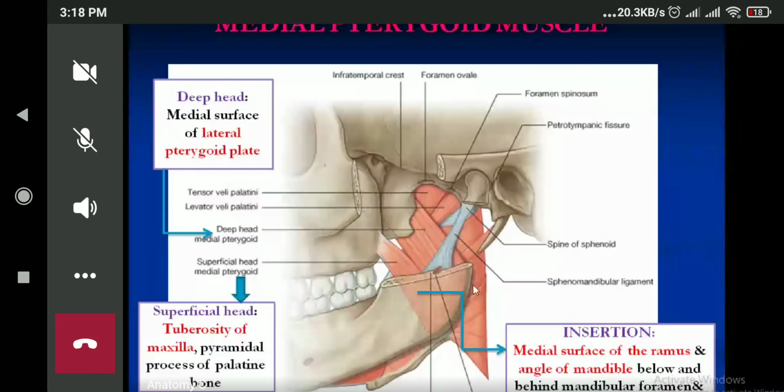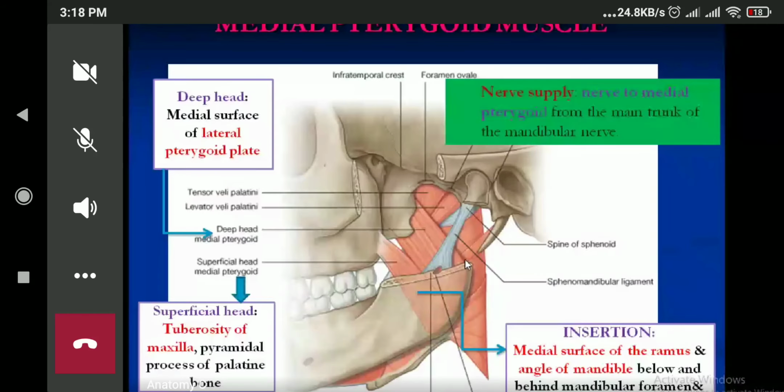Now the nerve supply: it is supplied by the nerve to medial pterygoid. Now just recall the branches of the mandibular nerve. The mandibular nerve has a trunk, which further divides into an anterior division and a posterior division.